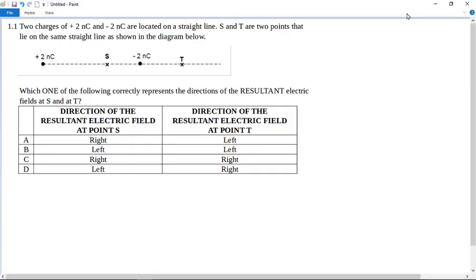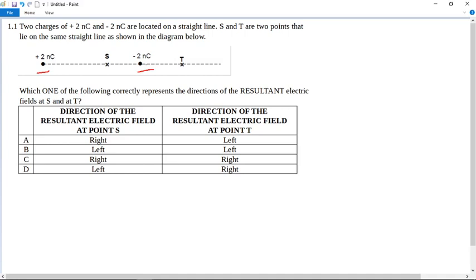Okay, let's look at these matric past paper questions on electrostatics. These are all from November and June and February, March electrostatics questions in past papers. So it says to you, two charges of +2 nanocoulombs and -2 nanocoulombs are located on a straight line.